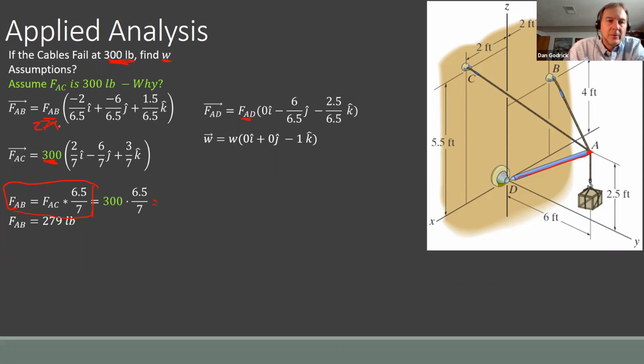Awesome. So now what? Now what's our next equation that we can use? So now we know FAB, we know FAC. We don't know two things. We don't know the magnitude FAD and we don't know W.